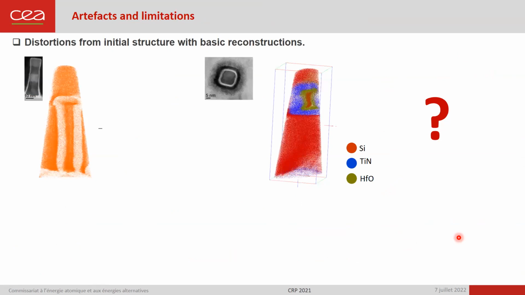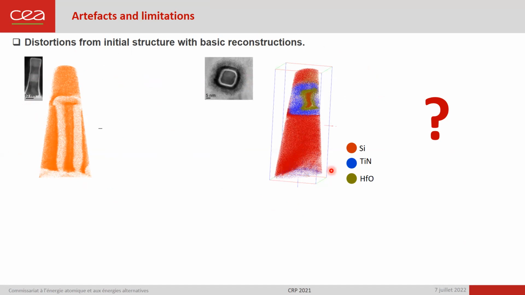So now I would like to speak a little bit about artifacts and limitations of APT. The main artifacts are a distortion of a reconstruction from the original structure. So this is a standard reconstruction of the previous devices, and this distortion is also present when we are working on other devices.